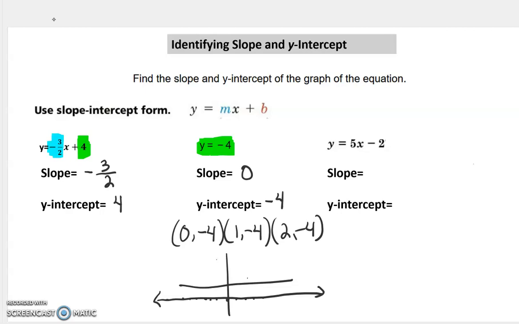Okay, the next one, y equals 5x minus 2. The slope is going to be 5, and the y-intercept is negative 2.